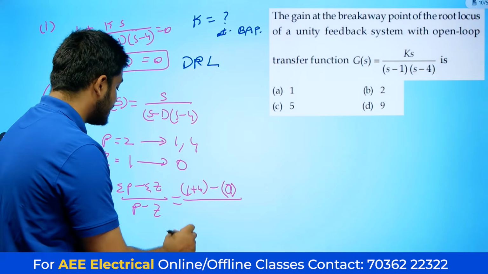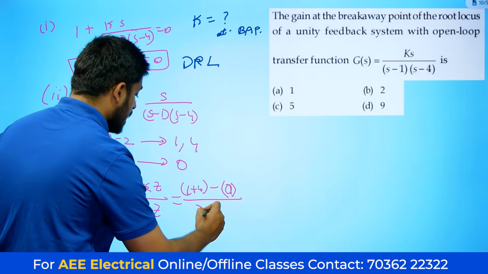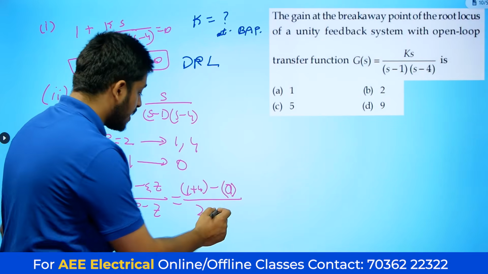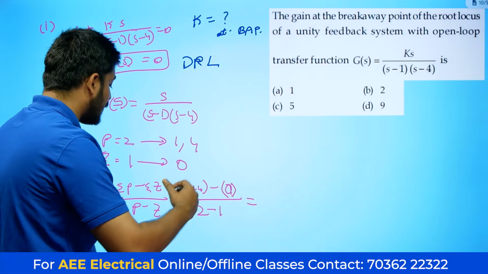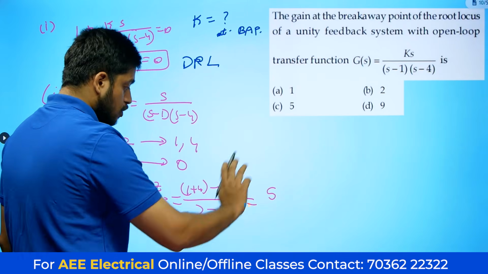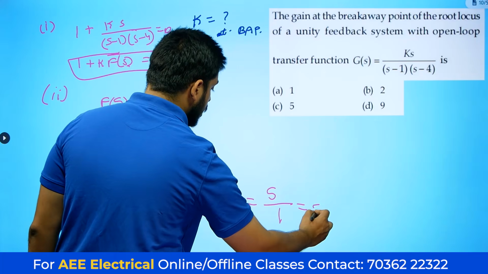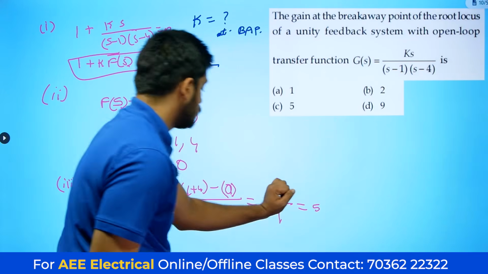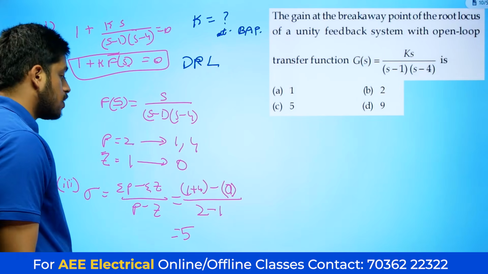Okay, don't get confused at this particular point. And how many poles are there? 2 poles. And how many zeros are there? 1 zero. So this zero is my zero, and its value is 0. Okay. So 4 plus 1 is 5, 5 minus 0 is 5, and 2 minus 1 is 1. So my sigma value is 5. You can write it here. So the centroid will lie at 5.